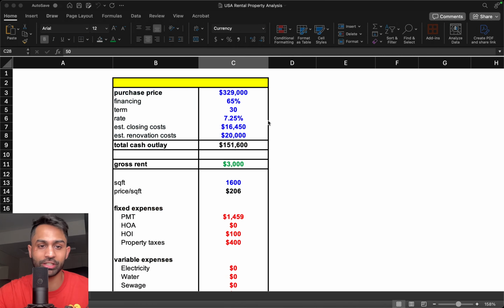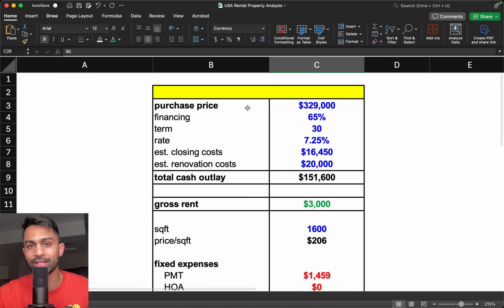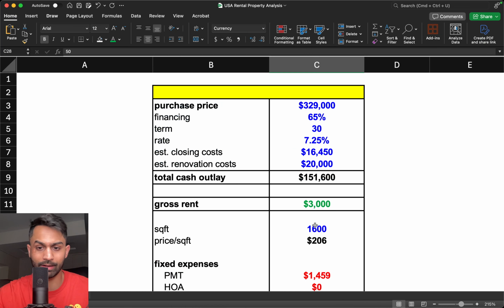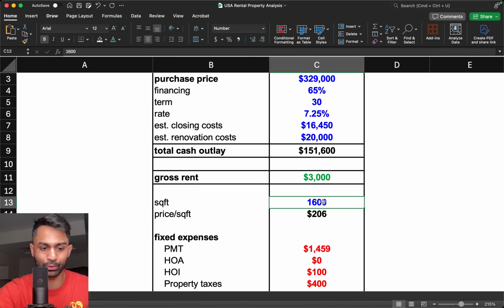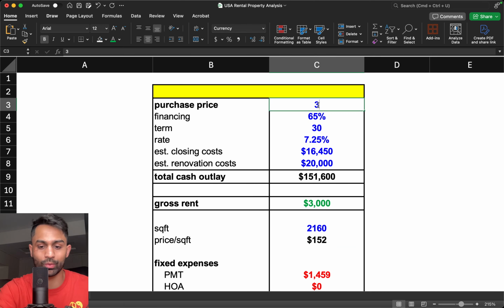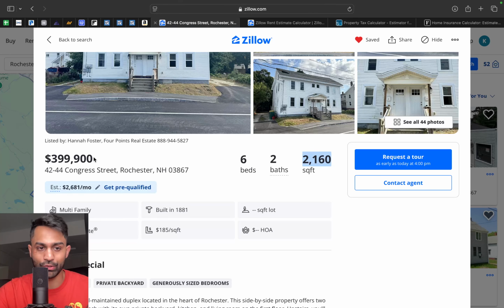This is the spreadsheet that I have, keeping it very, very simple. We're going to run through the numbers and see if it makes sense or not. So we got 2,160 square feet. So that's what I'm going to plug in right about here. So 2160. And I'm also going to put in the asking price, which is $399,900, which is, again, almost $400,000. And it's also for 2 units, right? So we've got a duplex here.